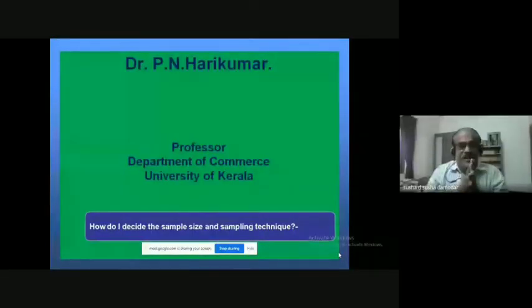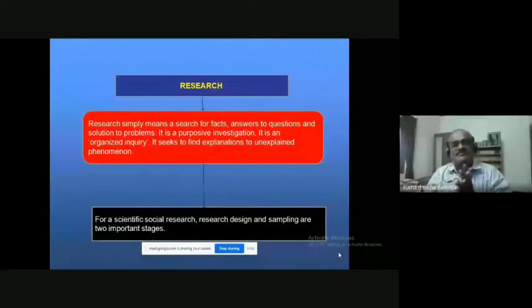So the question is very, very relevant in the research scenario, especially in social science research. How do I decide the sample size and sampling technique? Before going to answer that question, I start from the meaning of research, especially in social science. Research simply means search for facts, answers to so many questions and sub-questions, and finding a solution to some problem, the problem of research.